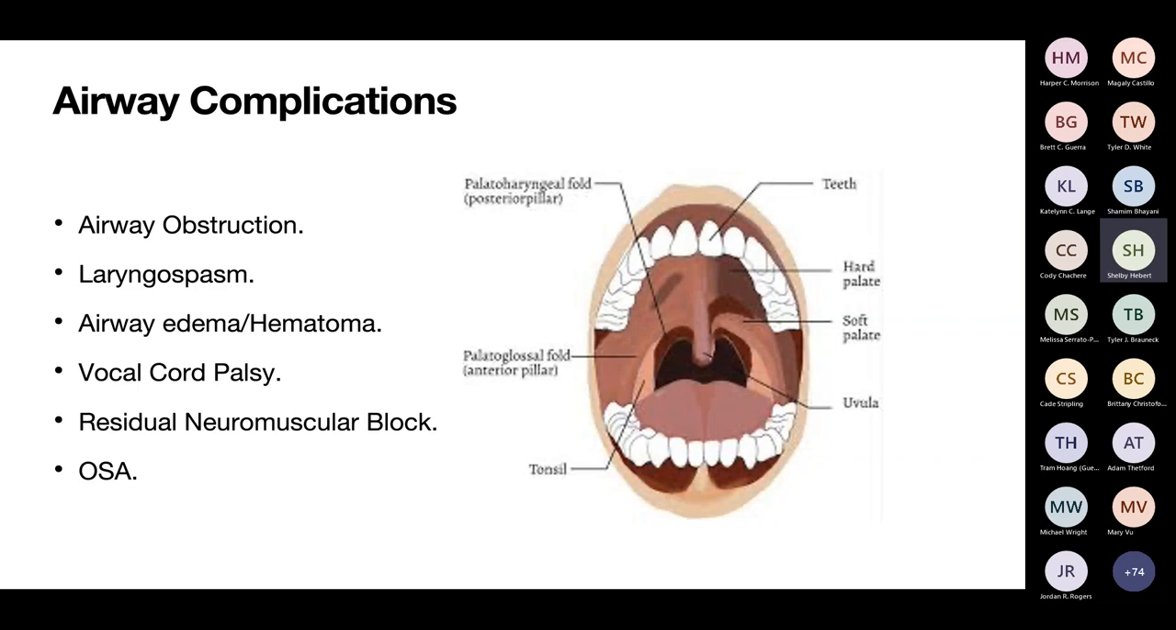Vocal cord palsy, again, this goes back usually into neck surgeries. There's a high risk that they have cut one of the nerves while they're doing that. Sometimes we will use specific neuromonitoring tubes to make sure that the laryngeal nerves remain intact.